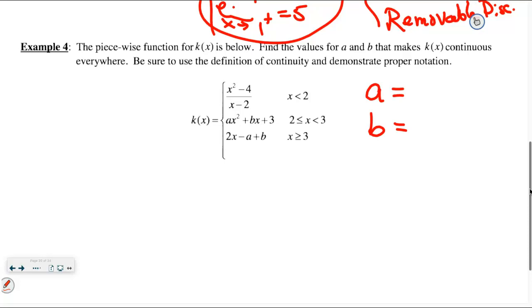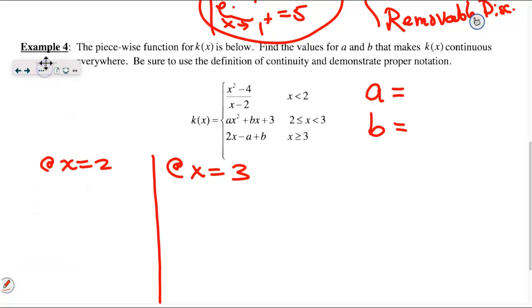So this is really just forcing the functions to meet and seal up perfectly, which means I have to look at both boundaries. I have to check what happens when x is 2, and I have to check what happens when I make the next transition. I have to force the top and the bottom functions to have the same limits from the left as from the right. So we're going to start with 2. My limit as x approaches 2 from the left, I'm just going to call it k of x, and I'm going to write equals.